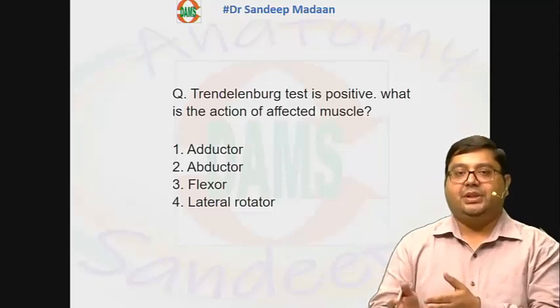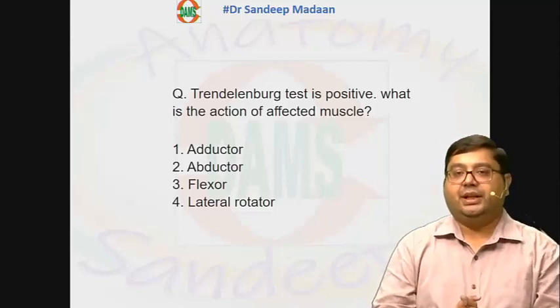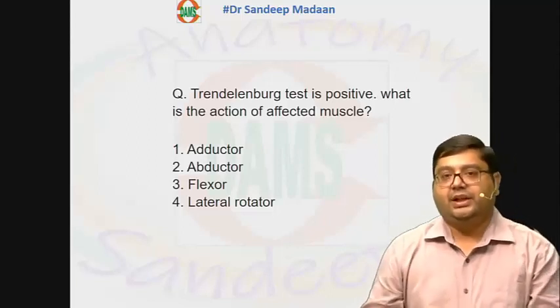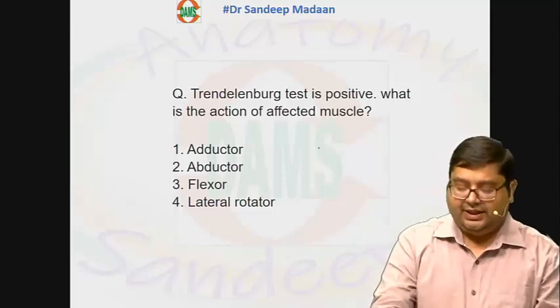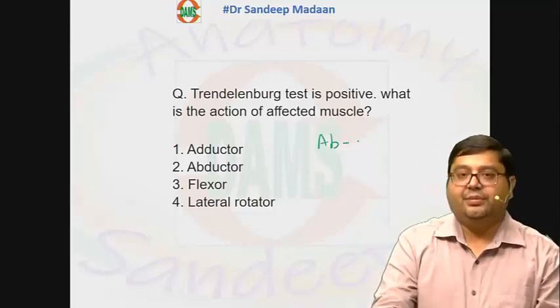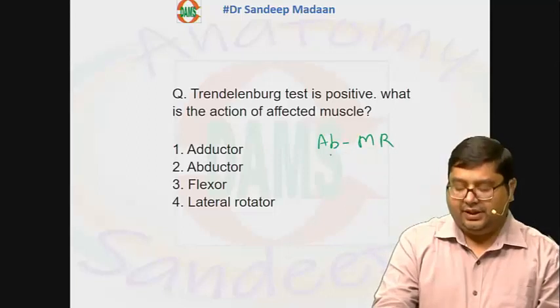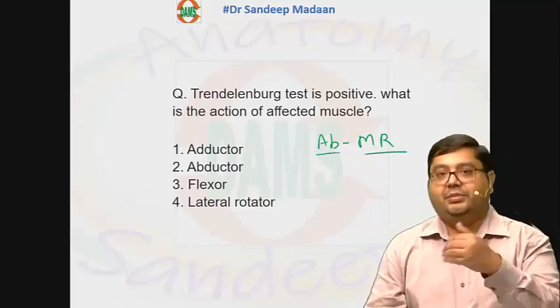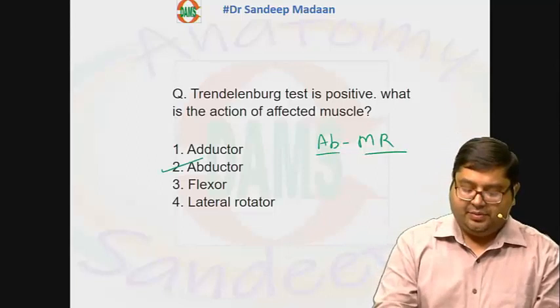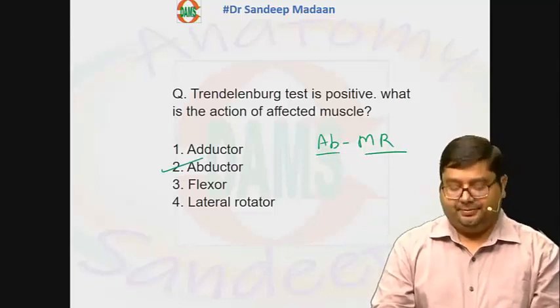Anyway, gluteus medius and minimus, they have the common nerve supply, that is superior gluteal nerve, and they have a common action. What is their action? They are powerful abductor and they are powerful medial rotator. So they are doing abduction and medial rotation. So that's why answer will be B, abductor, right?